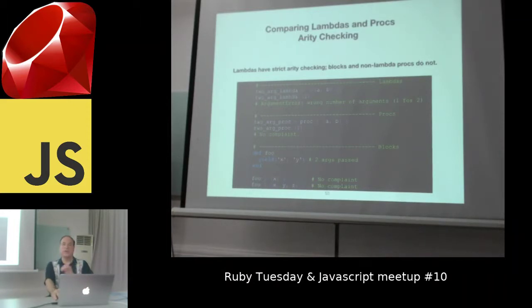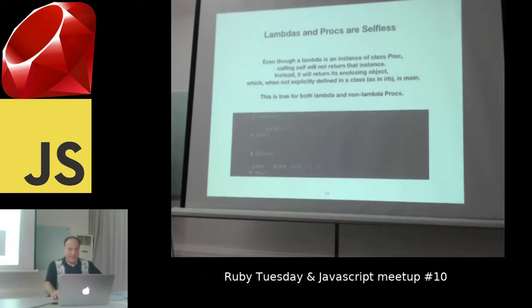Arity checking. Arity is the number of arguments passed to a method. So with a lambda, arity is checked, and an error will be generated if it's the wrong number. With a proc, it won't. I'm going to pass over this because we're running out of time.